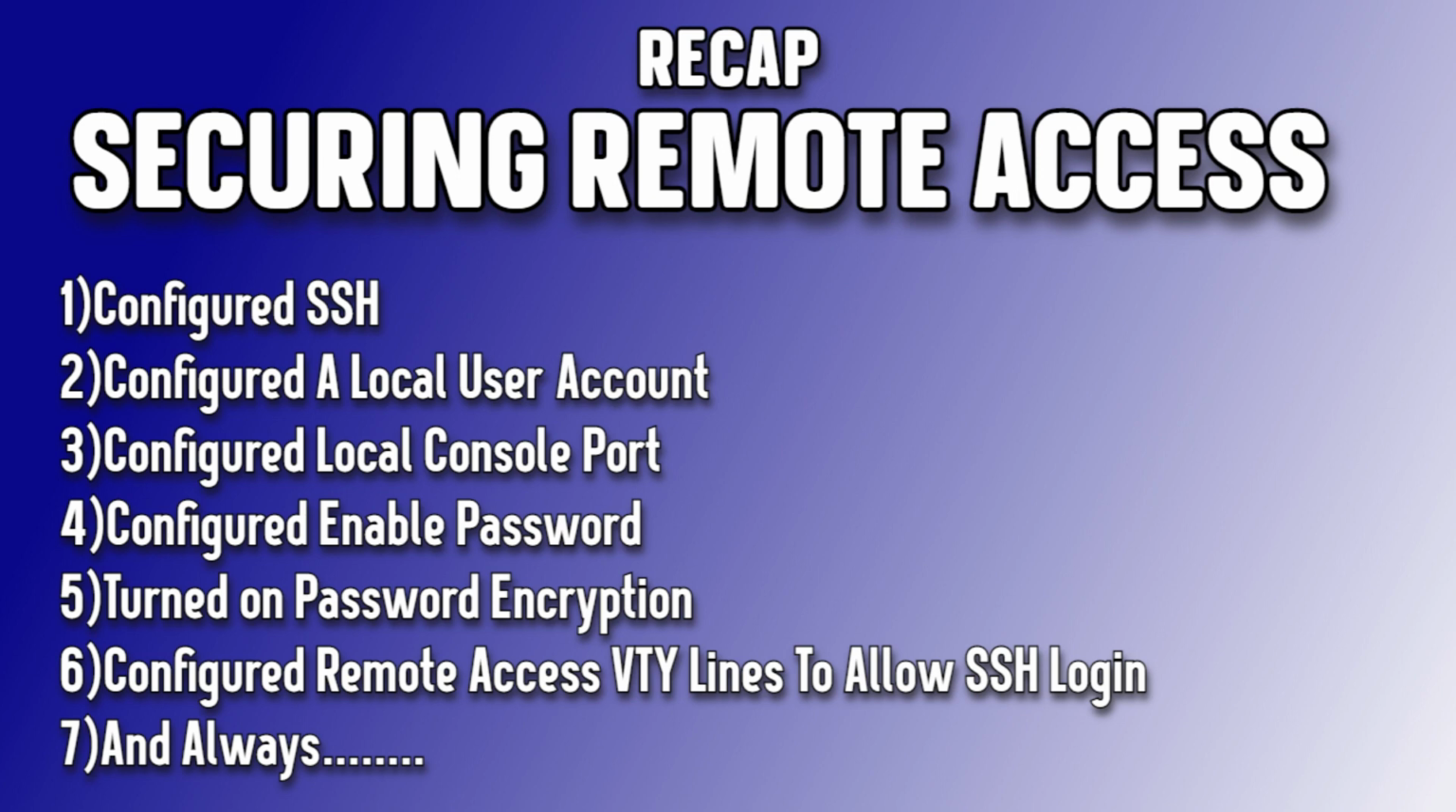All done. Let's recap. We configured SSH with version 2 and generated the RSA key used by SSH. We configured a local user account to be used as credentials for SSH remote access. We configured the local console port with a password for login. We configured the enable password. We turned on password encryption. We configured the VTY lines for remote access to allow SSH login.